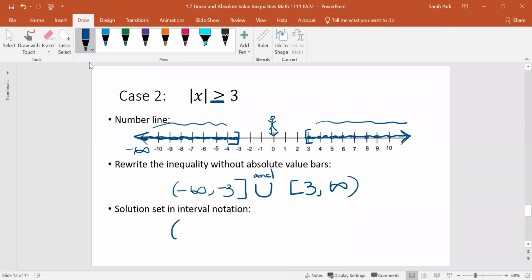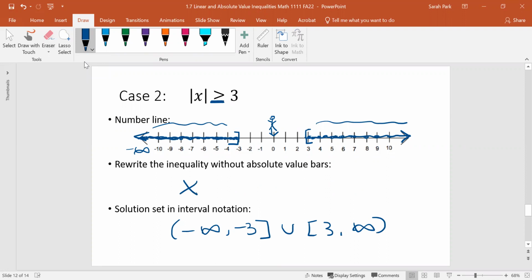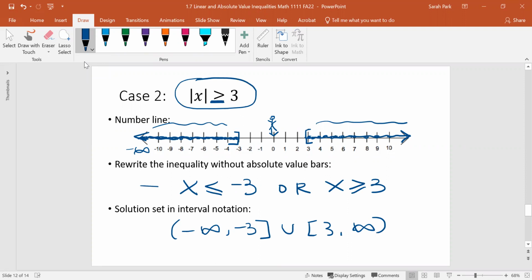Actually, that should go on the set builder notation. One second. How we write that without absolute value bars, I went ahead of myself, is x is less than or equal to negative 3, or x is greater than or equal to 3. Okay, so whenever you have absolute value of x is greater than or equal to 3, it transfers to x is less than or equal to negative 3, or x is greater than or equal to 3 without absolute value bars. And the interval notation is written as following.